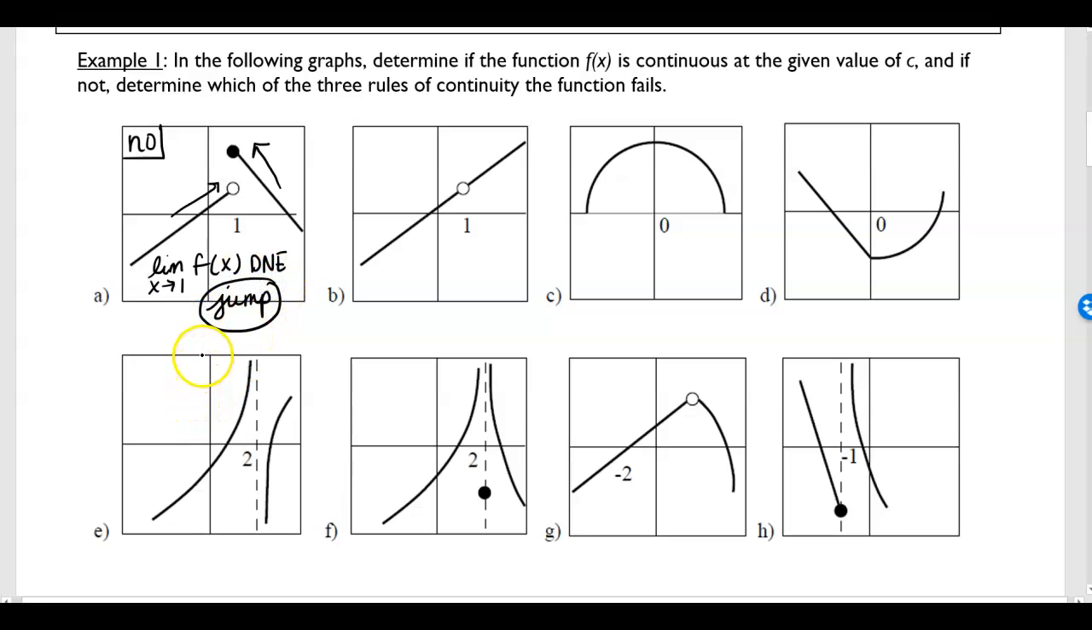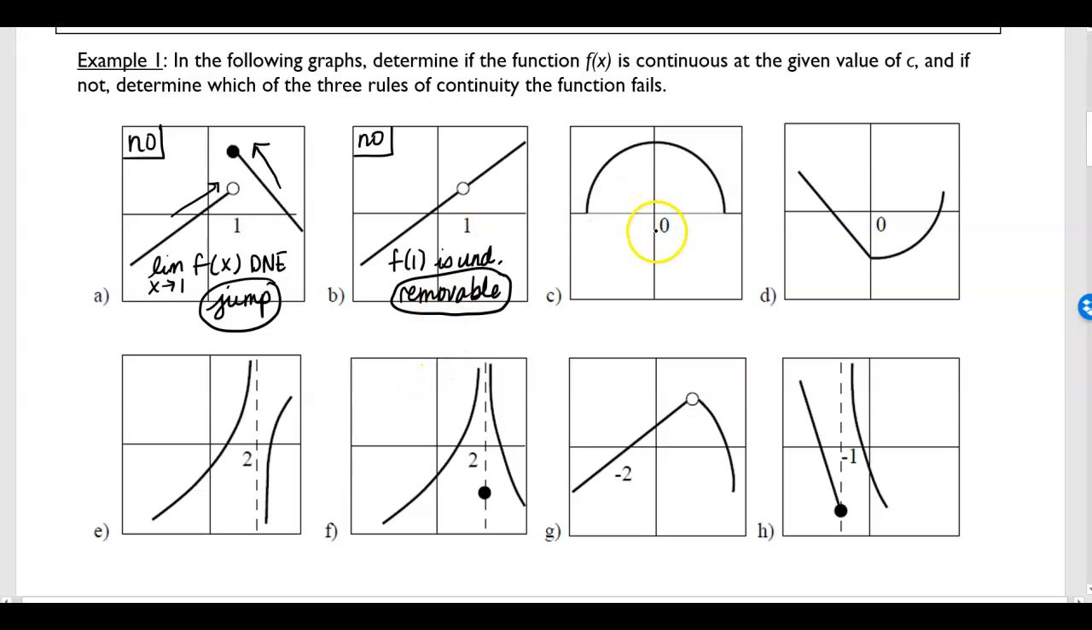Part B. So the first thing I want to check is, is my function defined? It's not. I don't have an f of 1. And so automatically this function is not continuous. I don't even need to check. I do see that the limit exists, but f of 1 is undefined. This is an example of a removable discontinuity. It might also be called a point discontinuity.